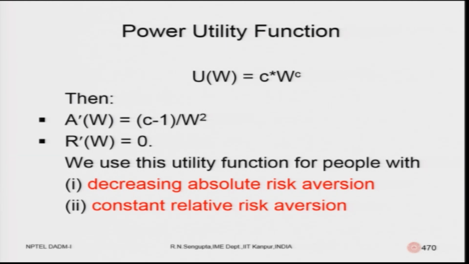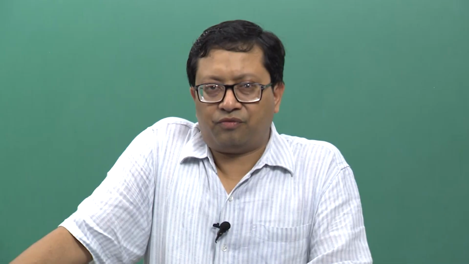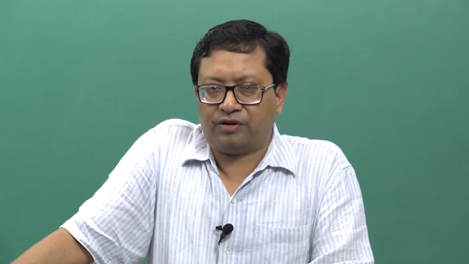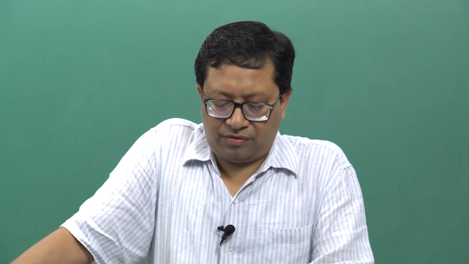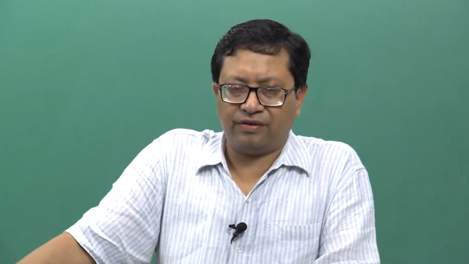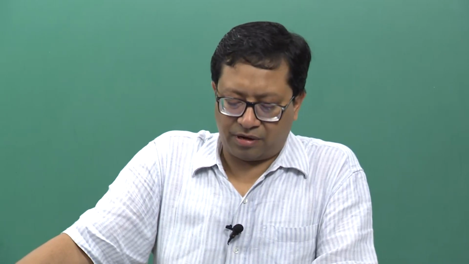Finally, we come to the power utility function. Power utility function is given by a constant value c multiplied by w to the power c, and then depending on how we find u prime and u double prime, which can be calculated very easily, in the next step we calculate a and r, and then given a and r we can find out a prime and r prime, which come out as given.